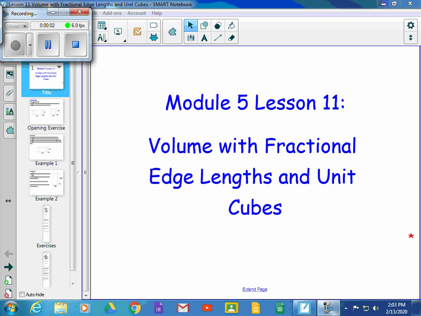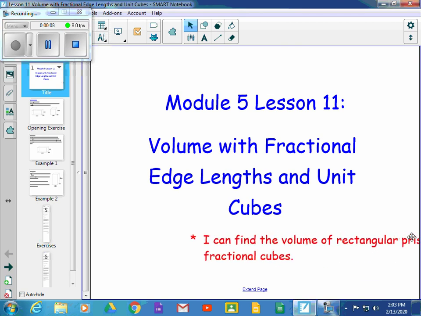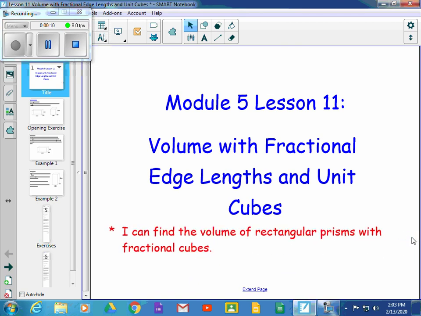This is Module 5, Lesson 11, titled Volume with Fractional Edge Lengths and Unit Cubes. The goal of this lesson: I can find the volume of rectangular prisms with fractional cubes.